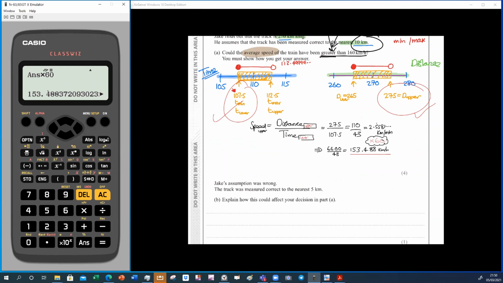Think about the sentence. While you're thinking, I want everybody in the class to type the sentence for me on the chat. Everybody have a go at how you would express yourself in English. I'm going to give everybody 1 minute. Give me a sentence. So the question is, could the average speed of the train be greater than 160?